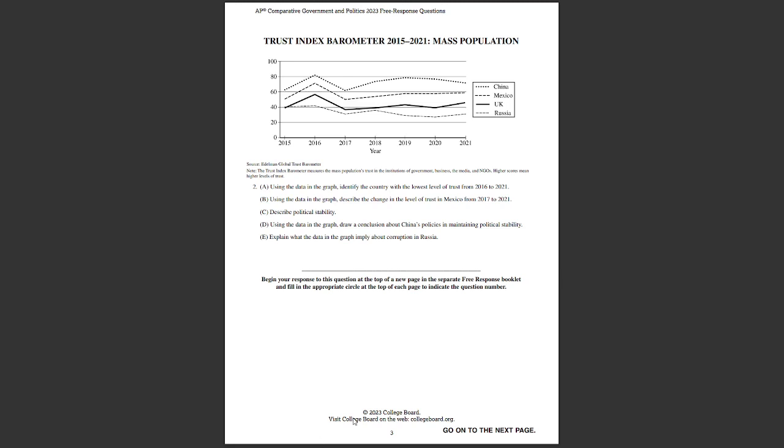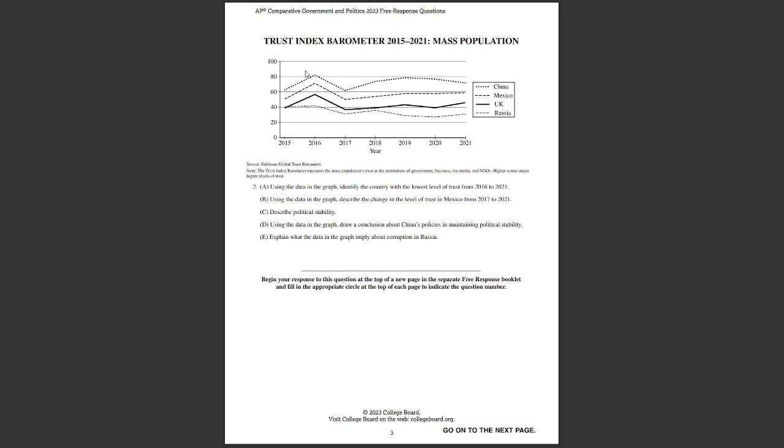Okay, so with the second question here from the 2023 AP Comparative Government and Politics Response question set number 2, we're going to be looking at basically the idea of trust within governments, political stability, and the other things with the stimulus. So we have this chart, of course, showing trust index barometer 2015-2021 mass population. We have basically, this is the trust number, and then this is the year. So those are the axes.